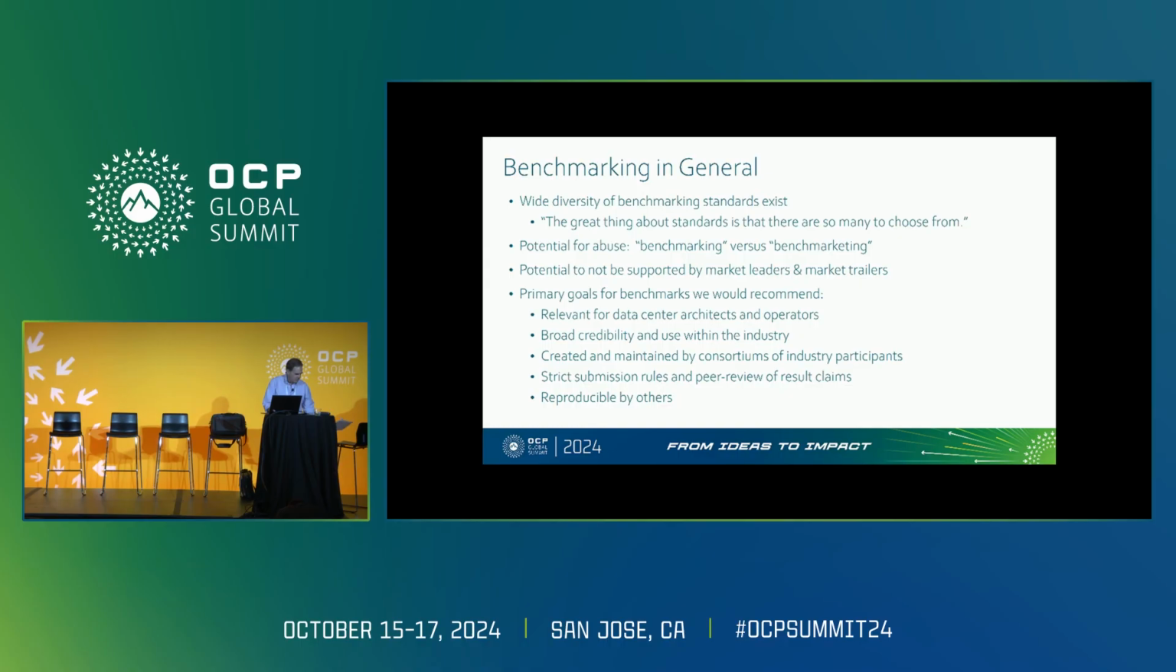Here are the key aspects we recommend regarding the specification, execution, and results publication of computer performance benchmarks. Number 1, the benchmarks must be relevant for the data center architects and operators. Number 2, benchmarks must employ broad credibility and use within the industry. Number 3, benchmarks must be created and maintained by consortiums of industry participants. Number 4, there must be strict submission rules and peer review of benchmark result claims. And number 5, benchmark results should be reproducible by others.